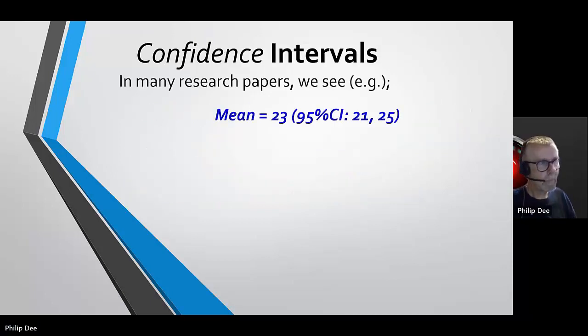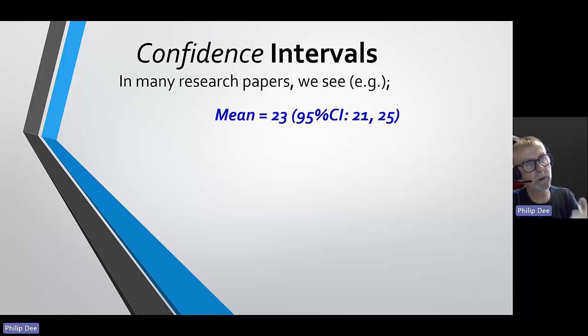Okay. In many research papers, you'll see confidence intervals written like this. They'll say the mean equals 23. Now that number on the outside, 23, came from the data. So that was measured. But the value in the brackets, this 95% confidence interval, and do not be seduced by this 95%. It's always 95% because it relates back to that normal distribution.